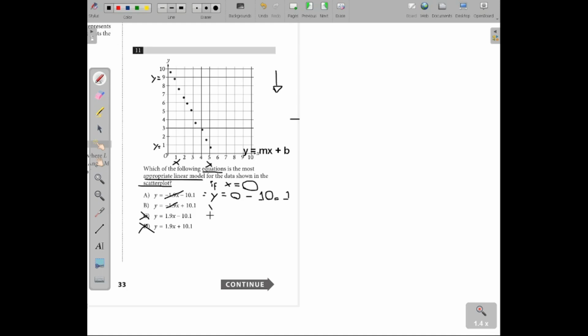But let's show why. So if x is 0, 0 times minus 1.9 will be 0, plus 10.1, which is around here, and we could see that it aligns with the points. So our answer is B.